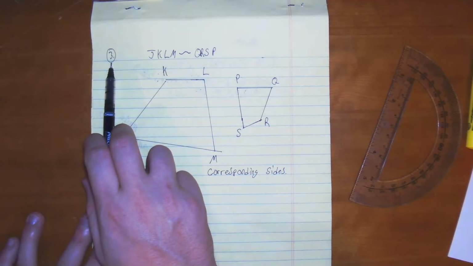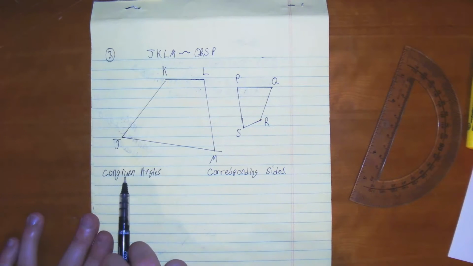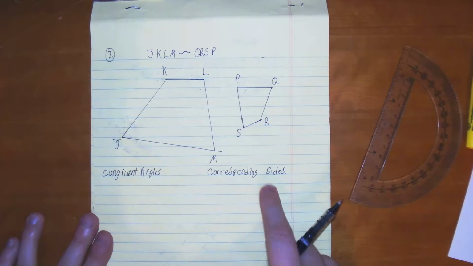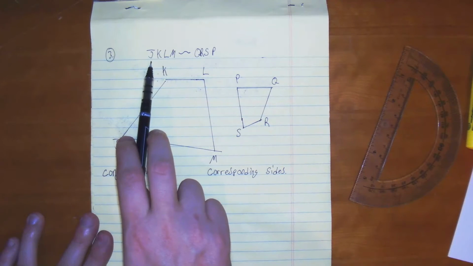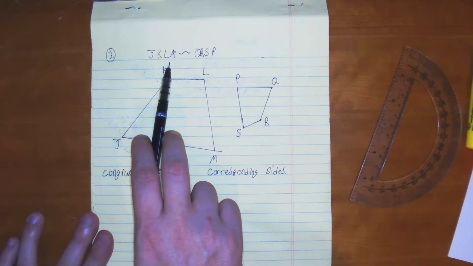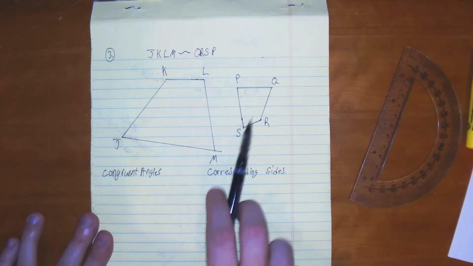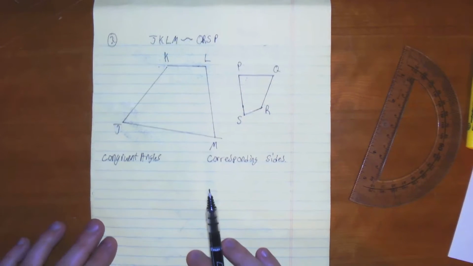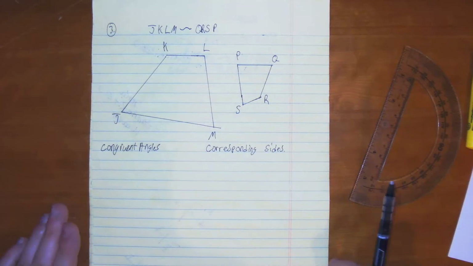We're looking at number 3. Number 3 wants us to find the congruent angles and the corresponding sides, based off this similarity statement of JKLM and QSRP. So we have two quadrilaterals, and we're trying to figure out what angles are congruent.